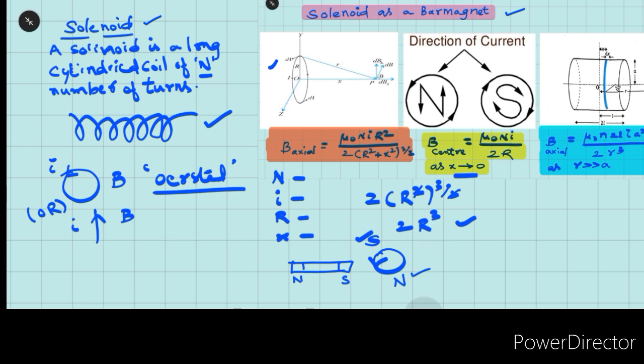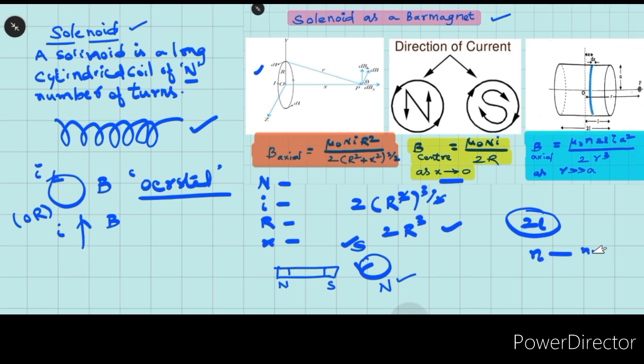Here the solenoid has a length 2L. The length of the solenoid is 2L. Small n is the number of turns per unit length. Total length is 2L, that is from plus L to minus L. So for the total length of the solenoid, the number of turns is equal to small n into 2L.